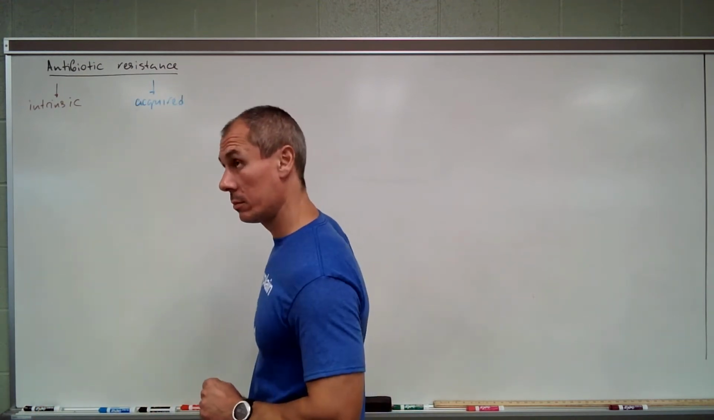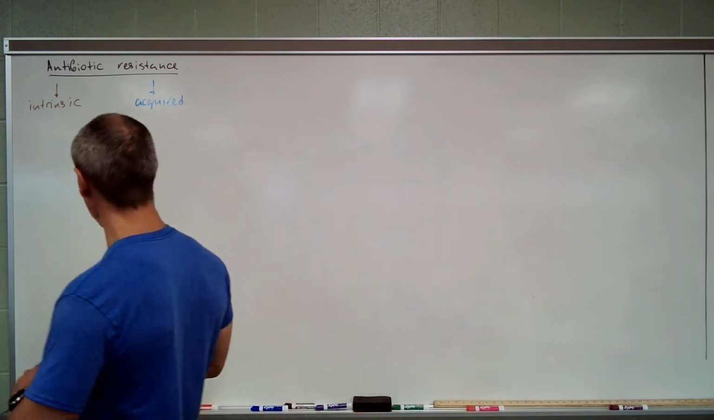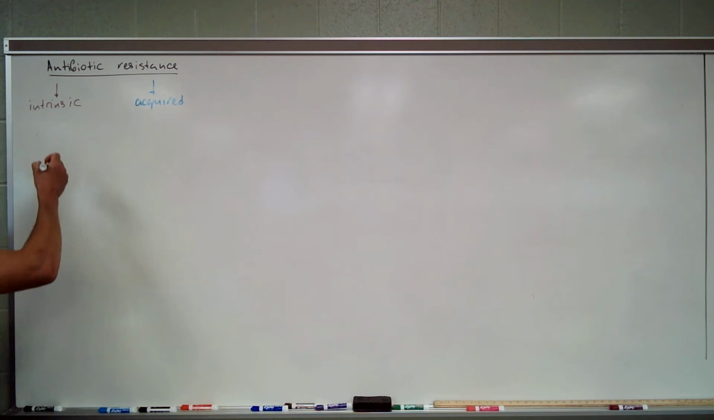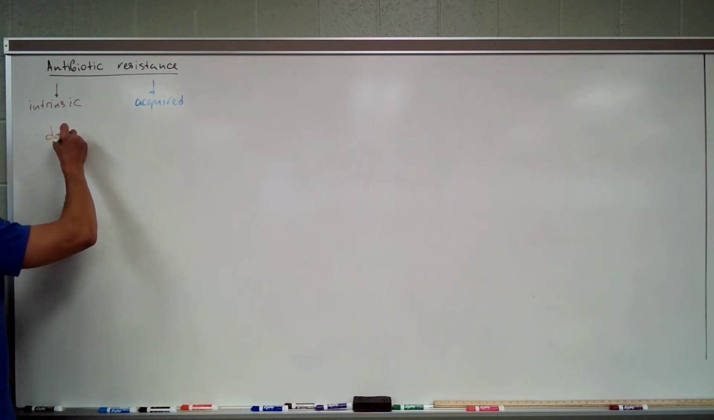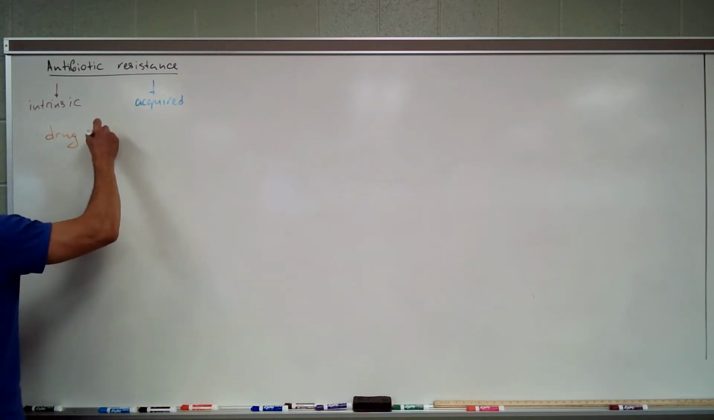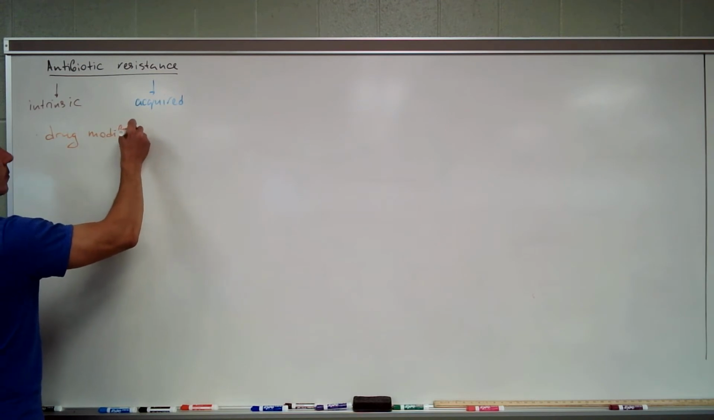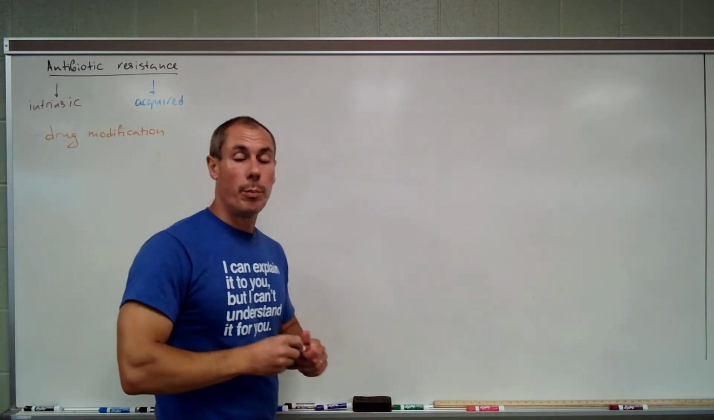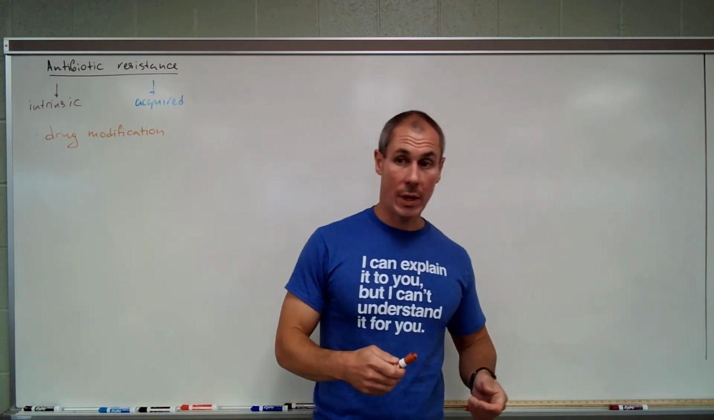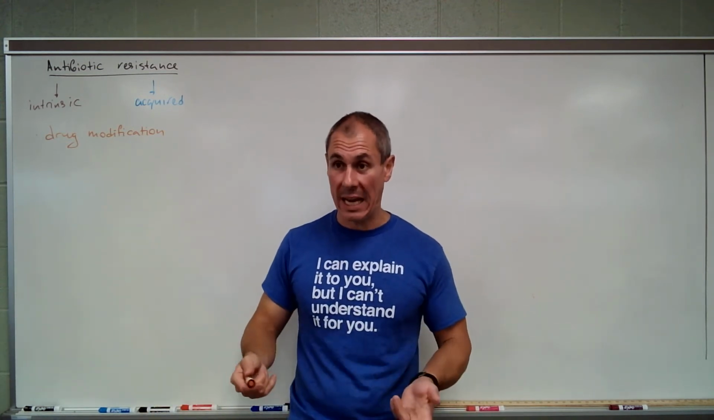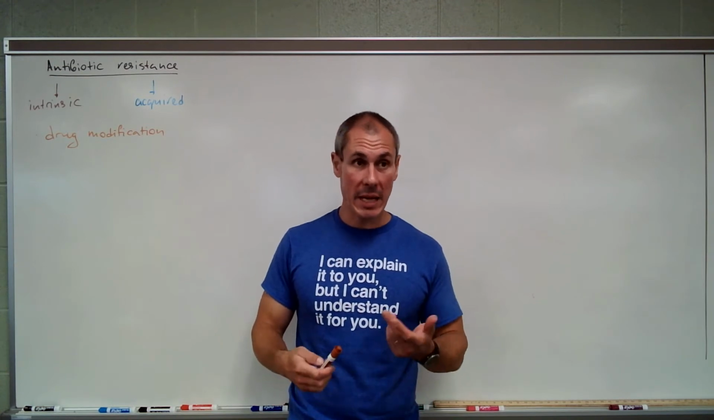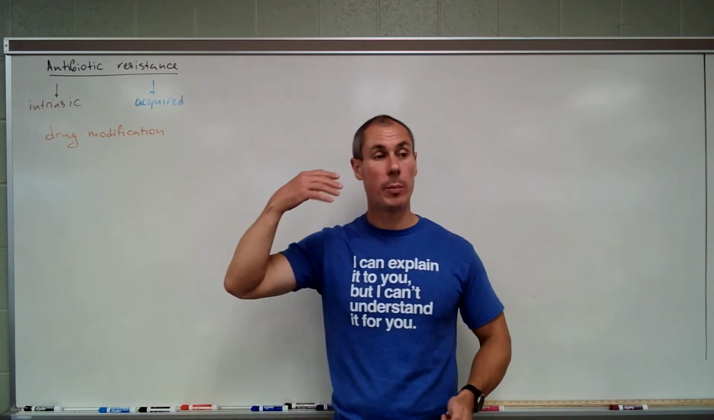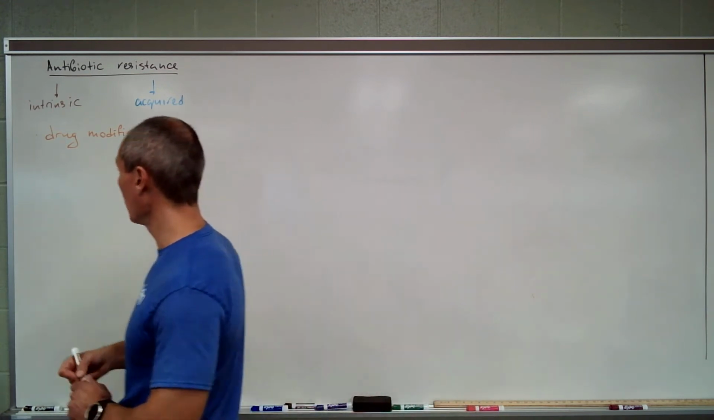There are 7 of them. Well, 8 that I want you to know. I'm going to list them and explain what they are. So, drug modification. Great example, beta-lactamases. They chemically modify beta-lactams, rendering them inactive. Does that make sense? So this is when bacteria modify the drug.